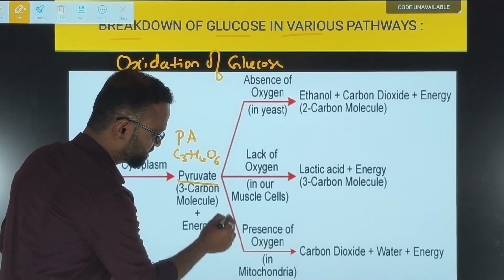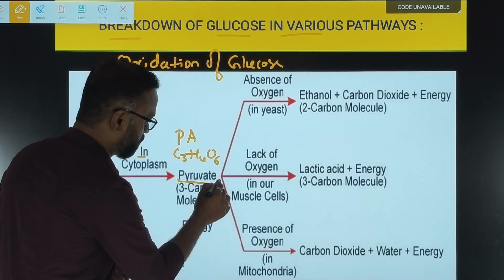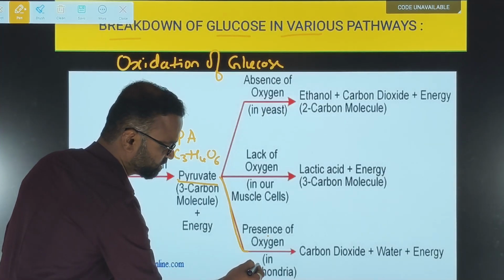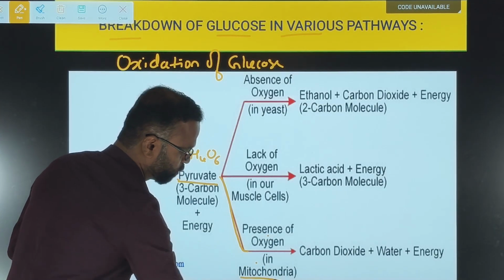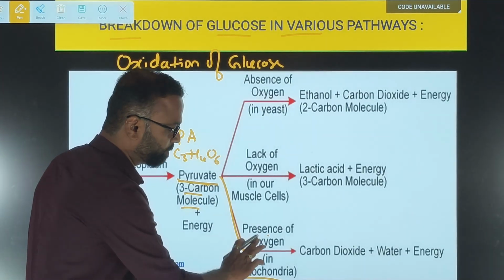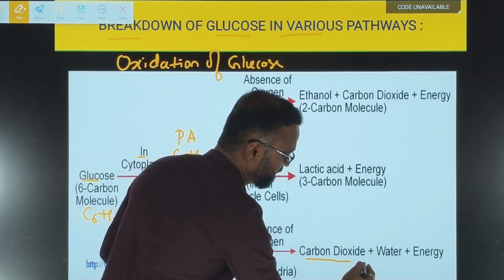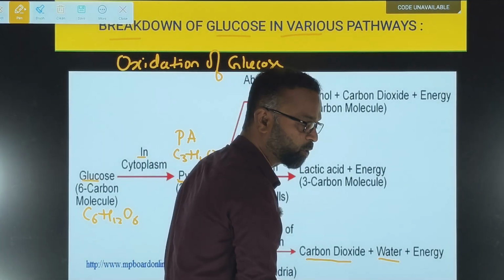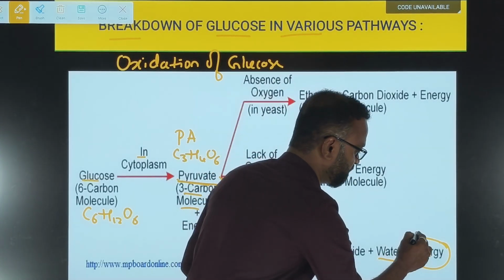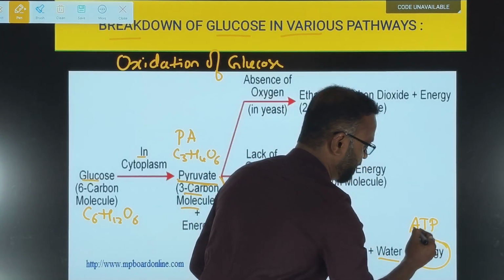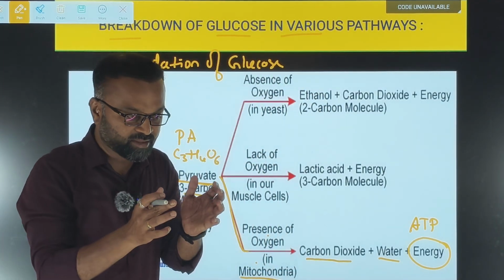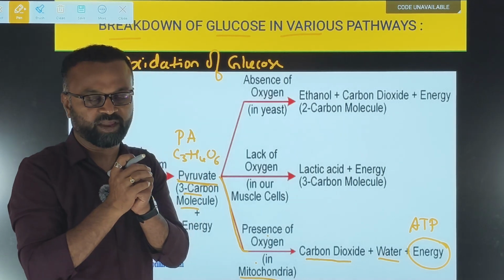Then this pyruvate will further break down inside the mitochondria. See here, this is the example of aerobic respiration. In the presence of oxygen, inside the mitochondria, this 3 carbon pyruvate molecule will break down further to form carbon dioxide and water as byproducts. And what is synthesized here? Energy is synthesized in the form of ATP, adenosine triphosphate. That means the energy is stored in the form of ATP.